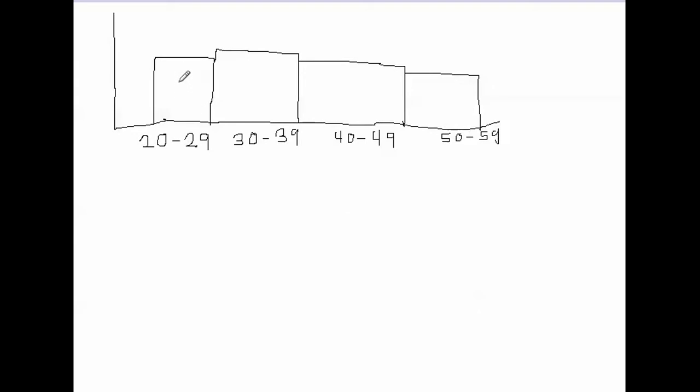So the number of people in each age group should be about equal, because I don't think there would be a reason for one age group to show up a lot more than another age group. So the number of people in the 20s, the number of people in the 30s, the number of people in the 40s, and the number of people in the 50s should be about equal numbers.